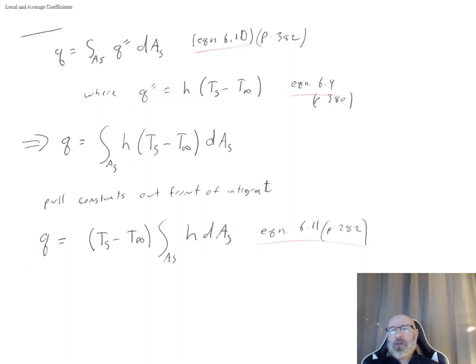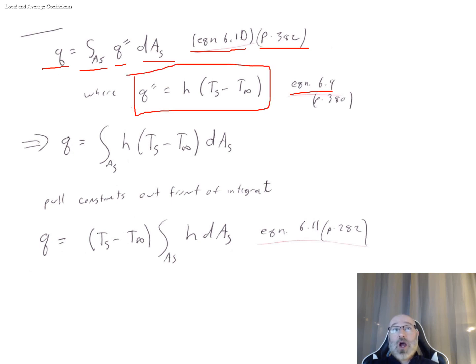So let's get into the math a little bit and take a look at the derivation of some of these equations. If we start out with equation 6.10 from page 382 of our textbook, we have that our heat transfer rate q is equal to the integral over A_s of our heat flux times dA_s, where from equation 6.4 we had the relationship that our heat flux is equal to h times our temperature difference of T_s minus T_infinity.